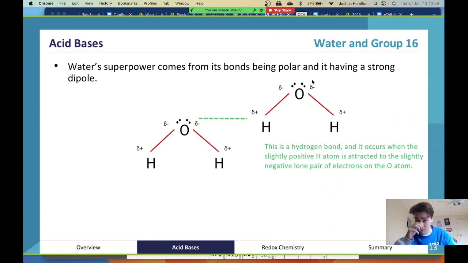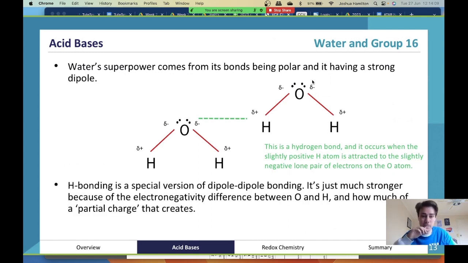So this is a hydrogen bond. It forms between hydrogen atoms and oxygens, and it allows a really strong bond between water molecules. H bonding is a special version of dipole-dipole bonding. It's just much stronger because the electronegativity difference between the oxygen and the hydrogen is a lot stronger, and that forms what we call a partial charge.